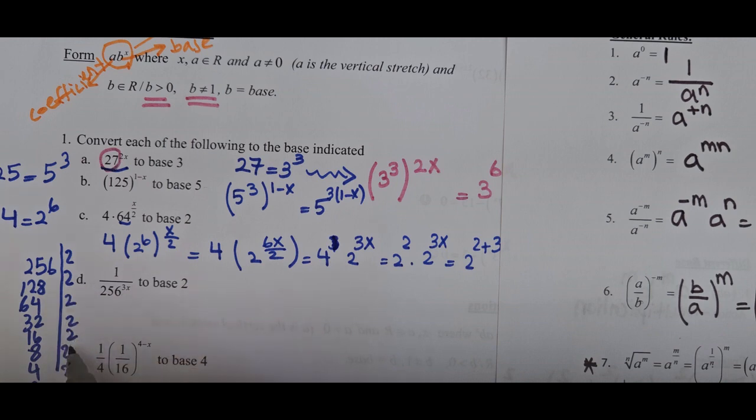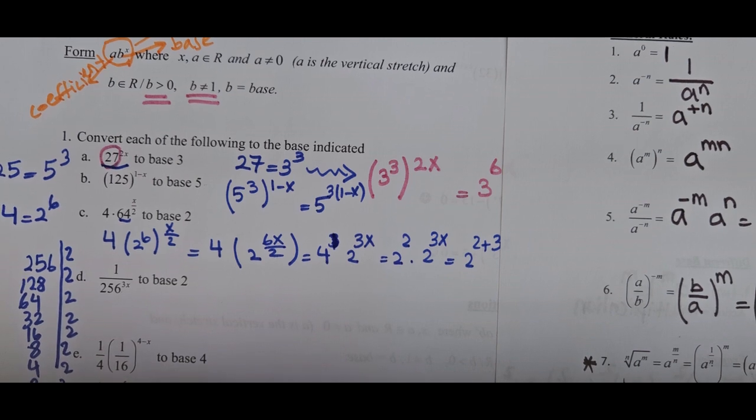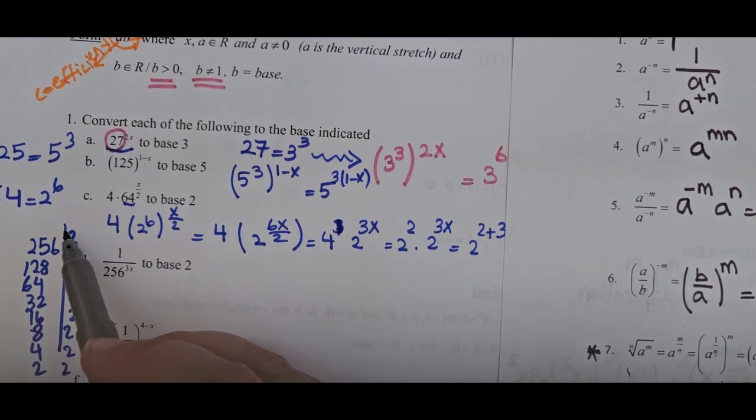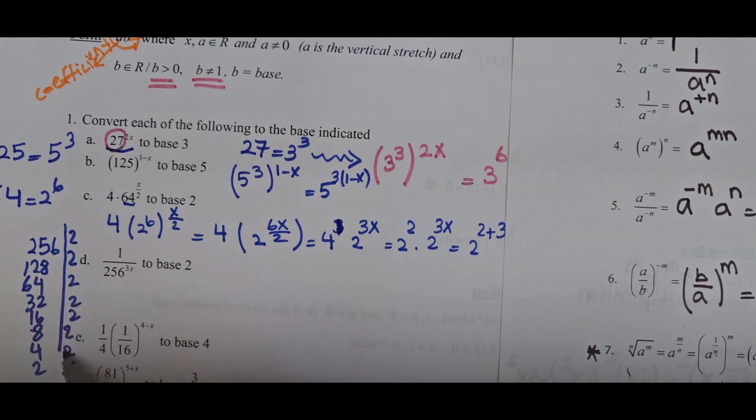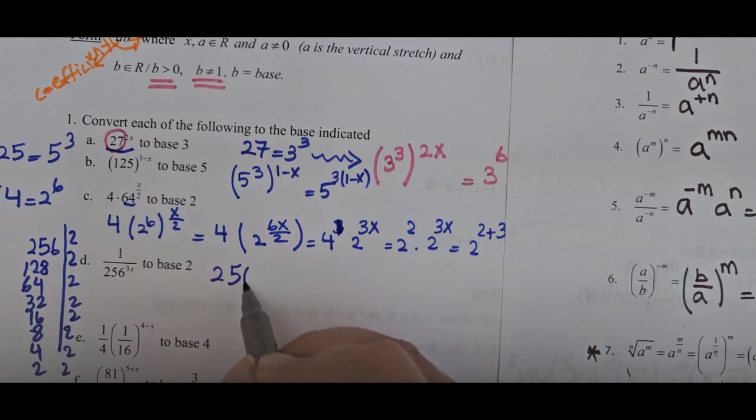Right? And then 2 divided by 2 can be divided by another 2. That's 1. So let's see how many 2's. 1, 2, 3, 4, 5, 6, 7, 8. Okay, so you could say 256 is 2 to the power 8.